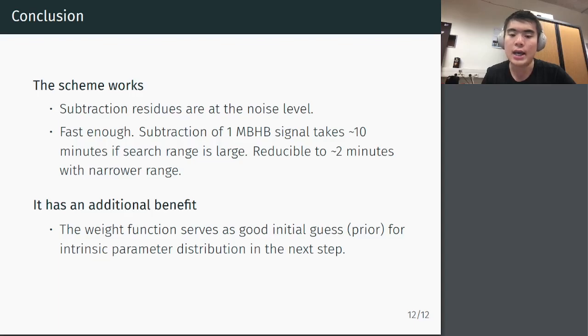Besides, it has an additional benefit. The weight function we got with Vegas provides a good initial guess for more precise parameter estimation in the next step.